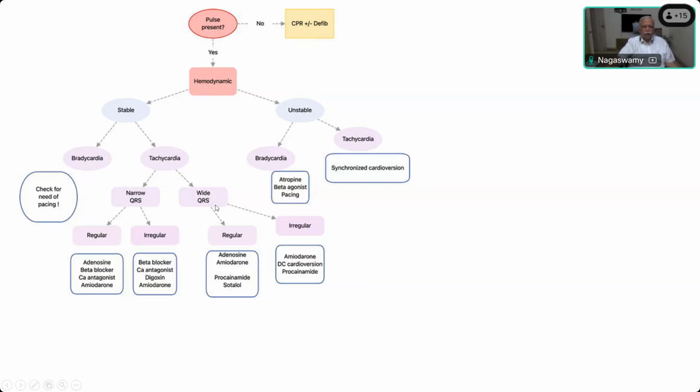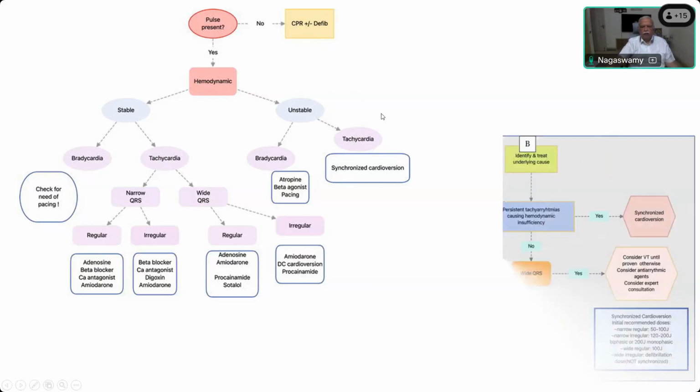And if it is wide complex, again adenosine, amiodarone, procainamide, and sotalol. And if it is irregular, you can go for amiodarone, DC conversion or procainamide. And if it is hemodynamically unstable, if it is bradycardia, of course, treat accordingly. If it is tachycardia, synchronized conversion. So this chart is very easy to remember and then describe all the various things.